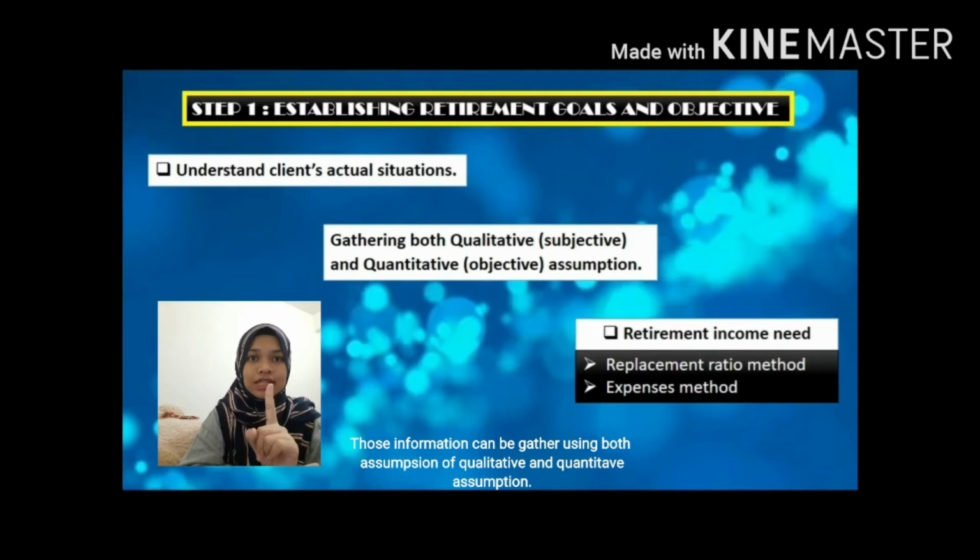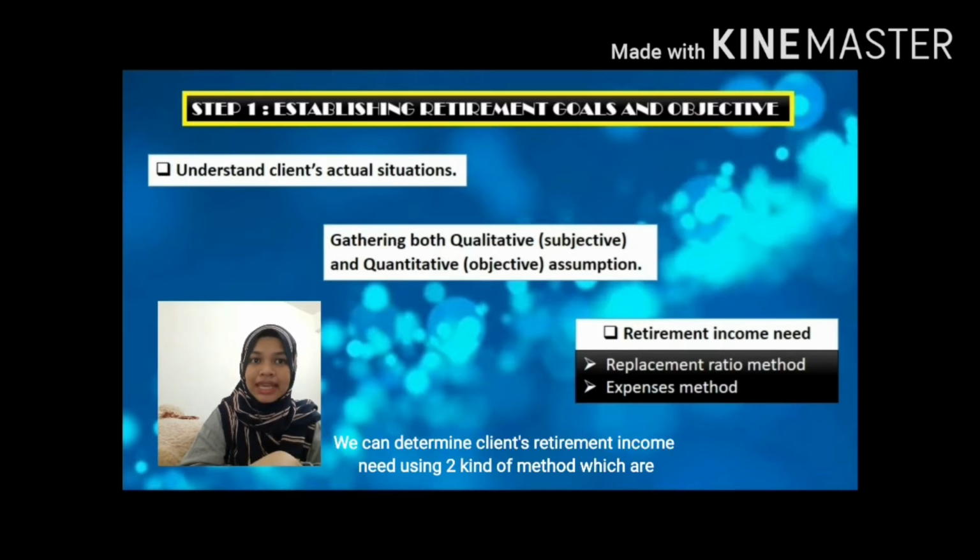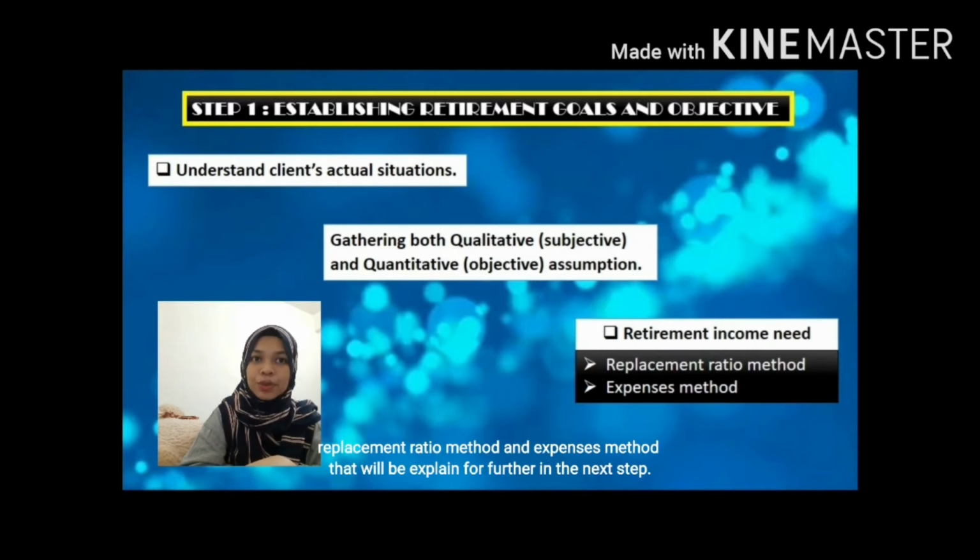That information can be gathered using both qualitative and quantitative assumptions. We can determine the client's retirement income need using two kinds of methods, which are the replacement ratio method and the expenses method, that will be explained further in the next step.